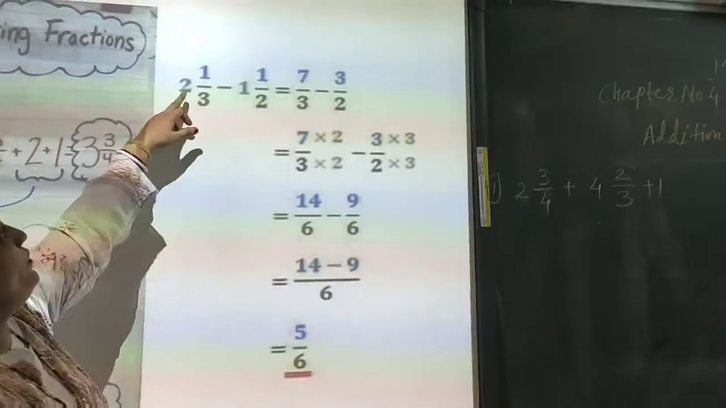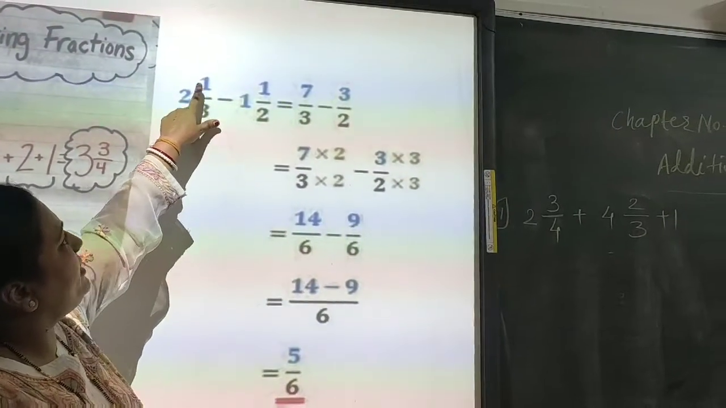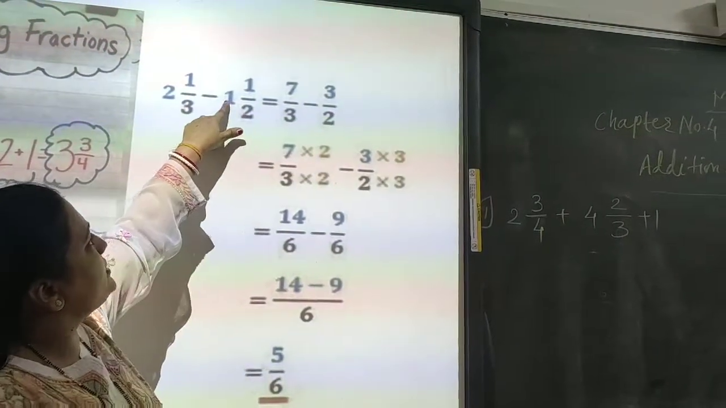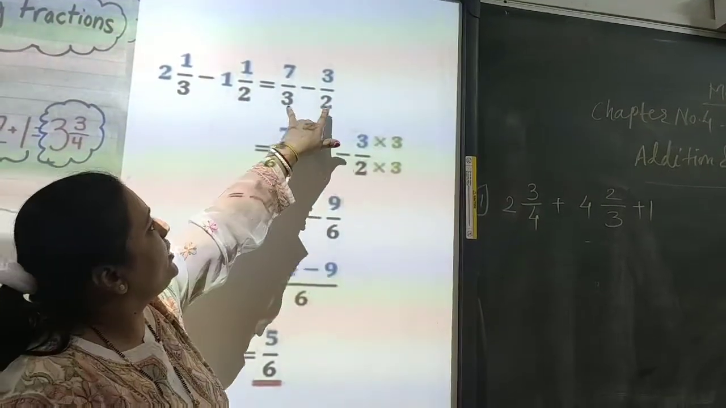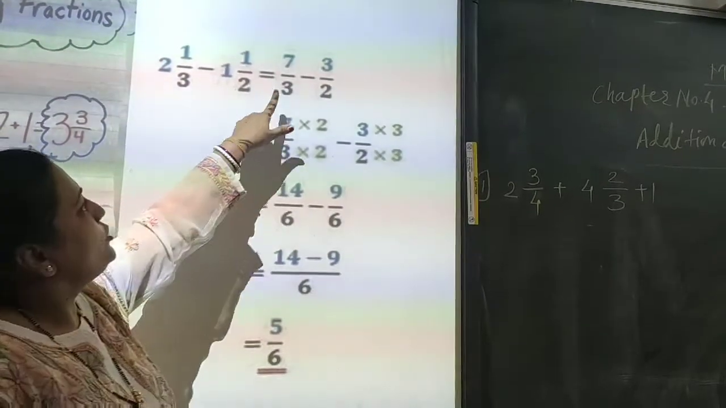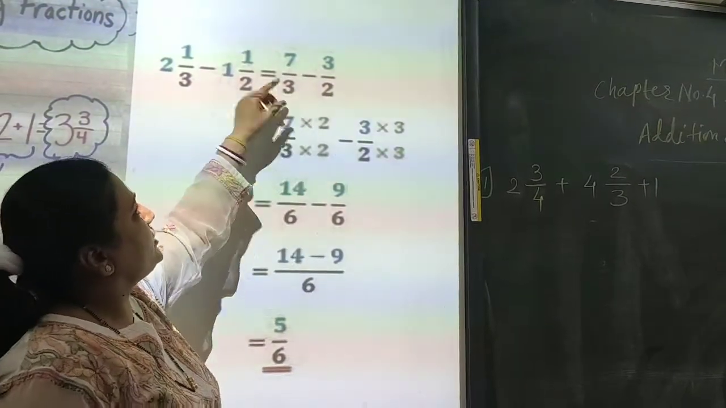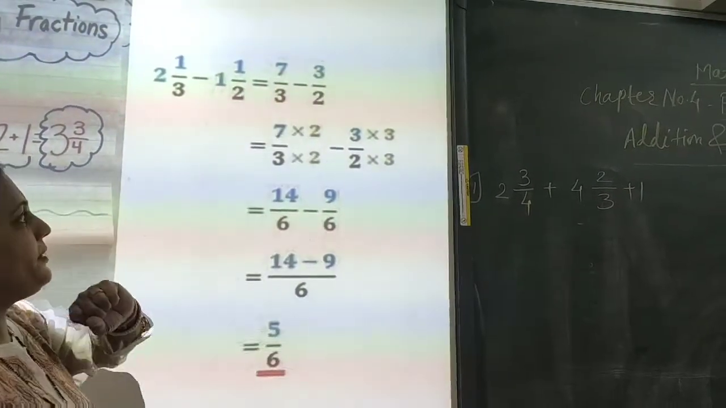See here, 2 1 by 3 minus 1 1 by 2. 2 3s are 6 plus 1, 7, so 7 by 3. 2 1s are 2 plus 1, 3, so 3 by 2. Now we will subtract. 3 and 2 are the denominators. They are different, so we have to make them the same. 3 2s are 6, 2 3s are 6. So this fraction we have to multiply with 2, and this fraction we have to multiply with 3.